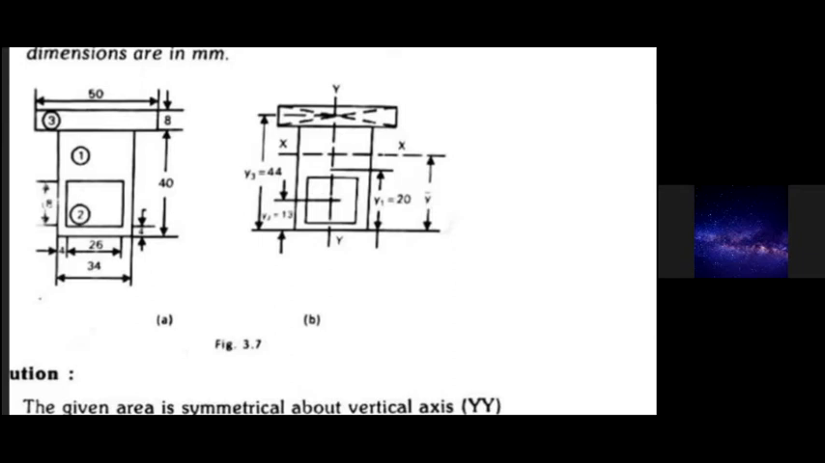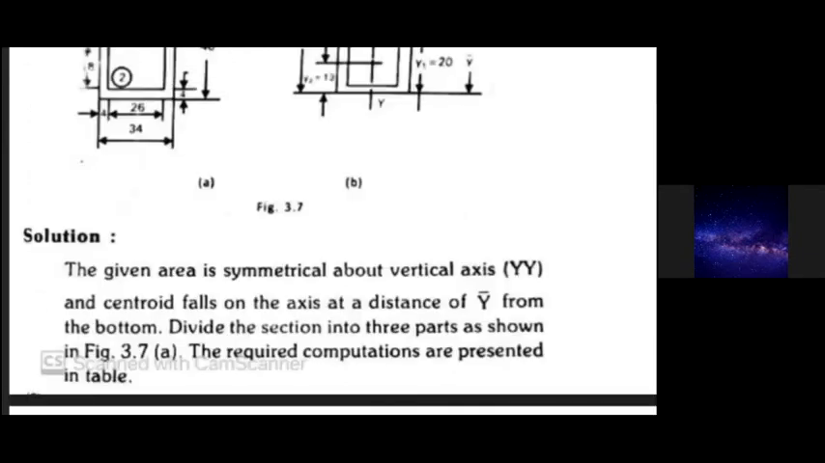So first find the areas and centroid of each individual component. After that we can find the centroid of the composite section. The given area is symmetrical about the vertical axis and the centroid falls on the axis at a distance of y from the bottom. Divide the section into 3 parts as shown in figure. The required computations are presented in a table.